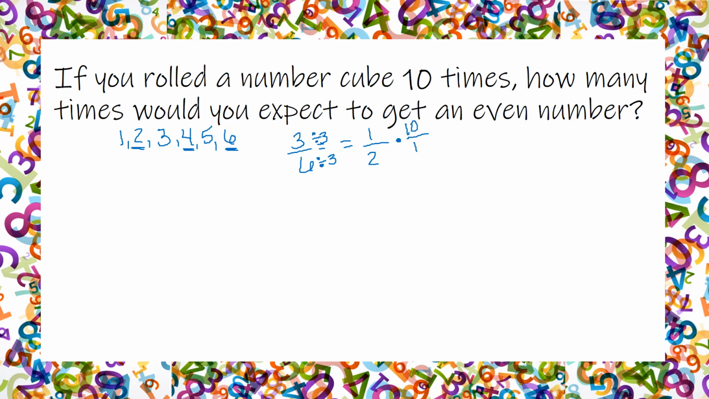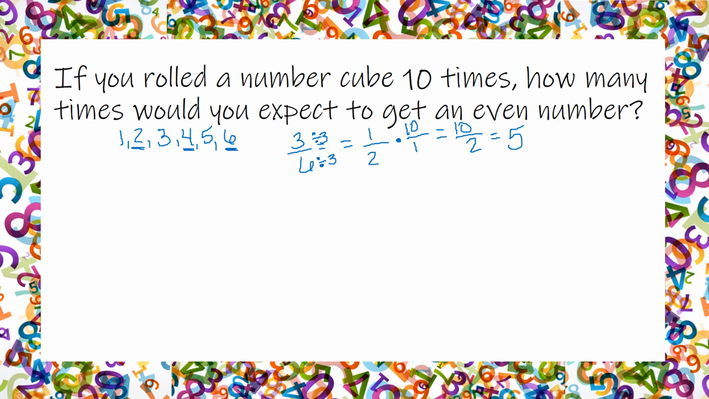Remember, that's the same as 10 over 1 because any whole number is always over 1. And I can multiply across. 1 times 10 is 10. 2 times 1 is 2. And then simplify. 10 divided by 2 is 5. So I would expect to get an even number 5 out of those 10 times.